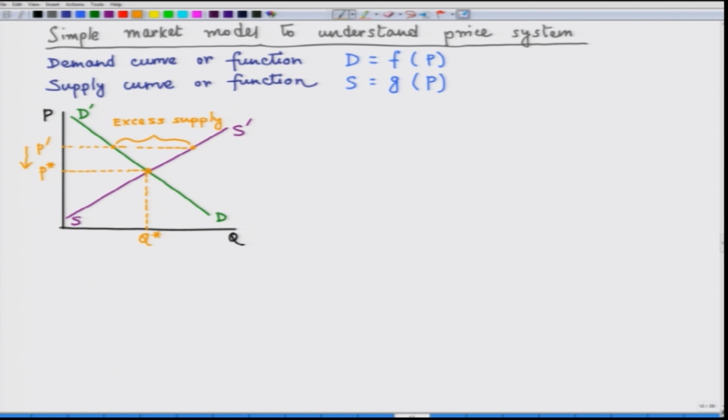Now, let us look at the other case where we consider a price which is lower than the equilibrium price, say P double prime, and let us study what will happen at a lower price. Here we can see that at a lower price P double prime, there is excess demand for the commodity in the market.